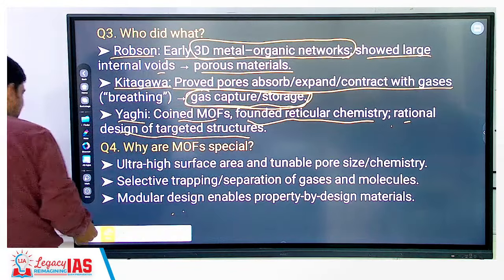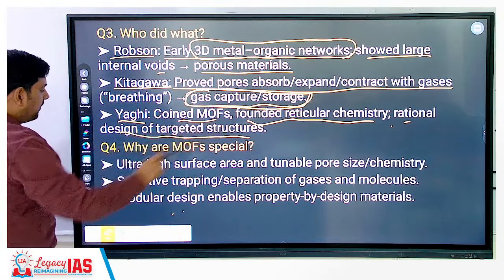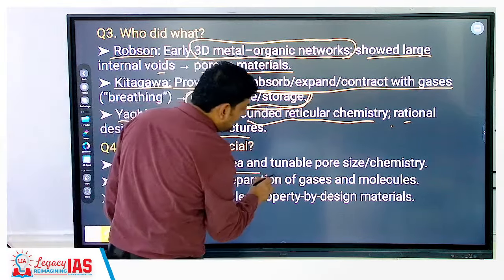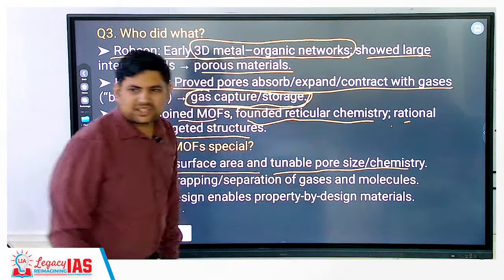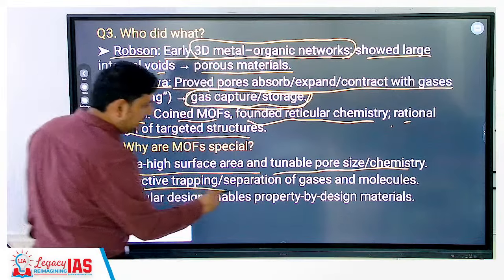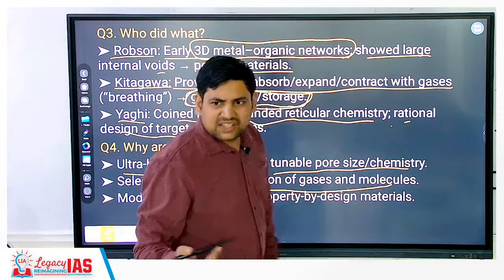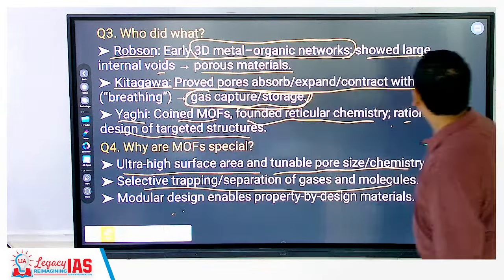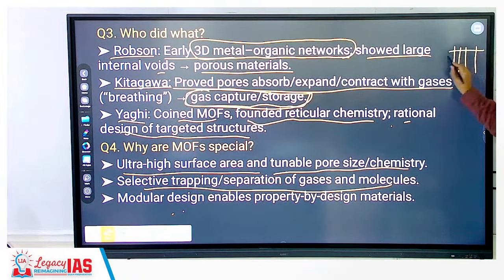Now, why are they special? They provide ultra high surface area with tunable pore sizes or chemistry. Okay. Then selective trapping or separation of gases and molecules. You understand selective trapping? For example, I had one like this, and this was naturally trapping CO2. CO2 is a big molecule, so CO2 was getting trapped here.